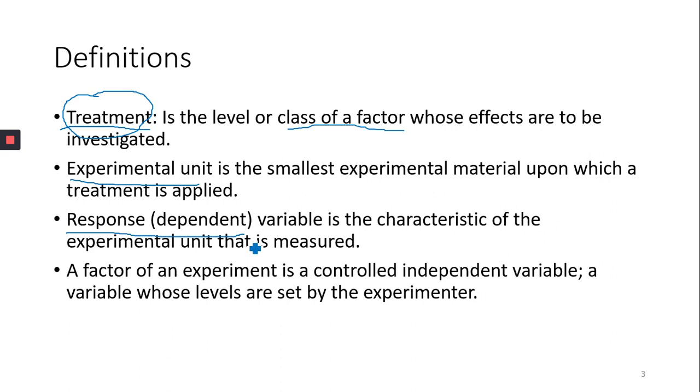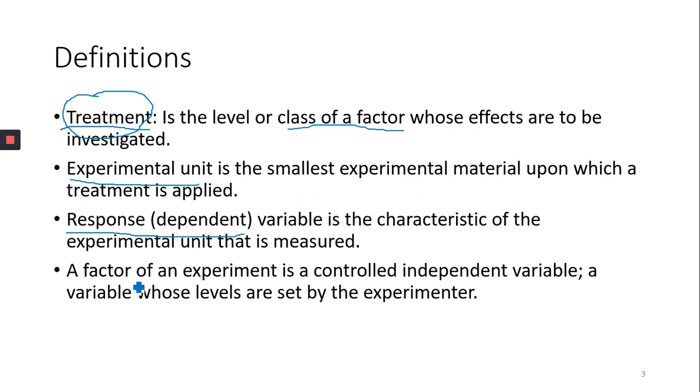As a result, the variable is responding to the treatment that has been administered. So in the previous example that I've given you for the field experiment involving spacing, the response or dependent variable could be yield. How will yield respond to different planting density?